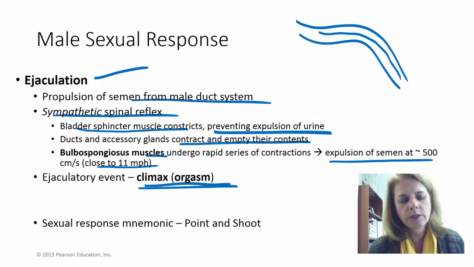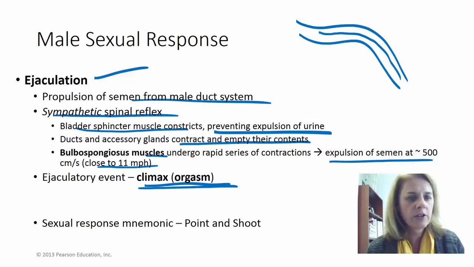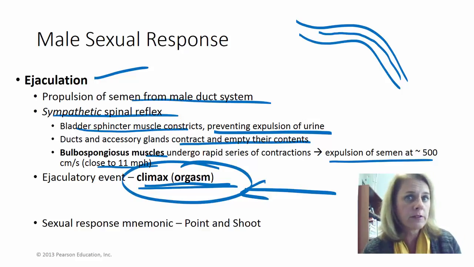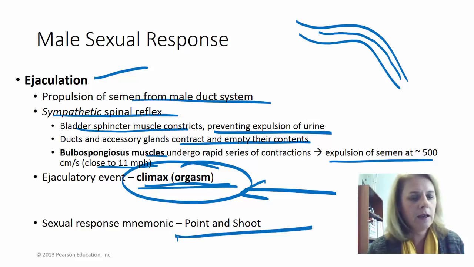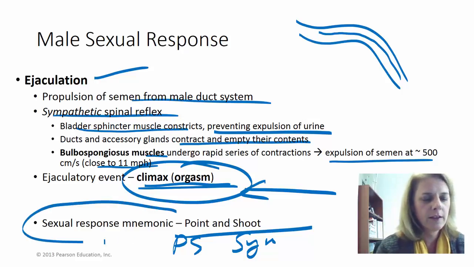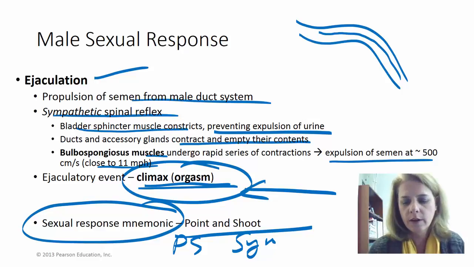Now, I learned this in graduate school to remember this particular activity: to have an erection and an ejaculation and achieve orgasm takes both the parasympathetic nervous system and the sympathetic nervous system. So parasympathetic for erection, sympathetic for ejaculation. And so what I learned was point and shoot. Point, P, parasympathetic, erection; shoot, sympathetic, ejaculation. So it kind of makes sense, point and shoot. So now hopefully you'll never forget which nervous system is required for erection and ejaculation. All right, so that was fun.